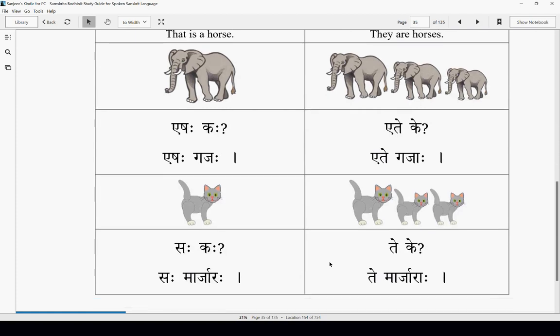Okay, next part. Let's finish reading this. Sujata Bhagini. Mahodaya. Eshaha Kaha, Eshaha Gajaha. Ete Ke, Ete Gajaah. Saha Kaha, Saha Marjaraha. Te Ke, Te Marjaraah.